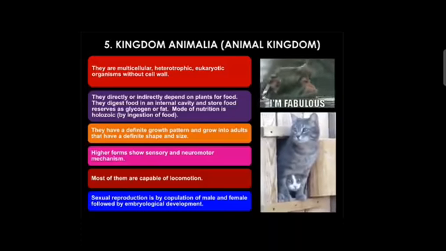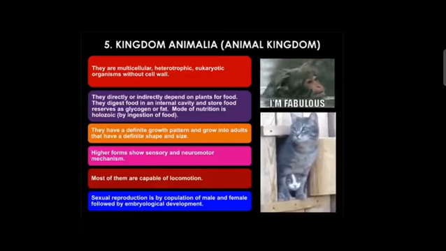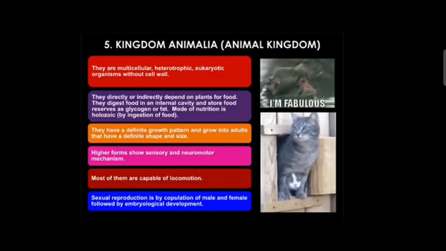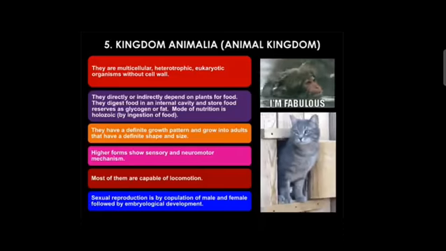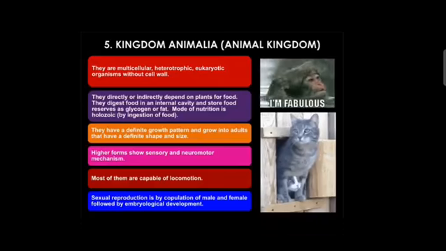Eukaryotic, you know what is eukaryote? Organisms without cell wall. Here cell wall is absent. In the plants the cell wall is present, which is made up of cellulose. But here in the animals the cell wall is absent. That is the main difference between the plants and the animals. Cell wall is absent in the animals. Then they directly or indirectly depend on the plants for their food, as they are heterotrophic.